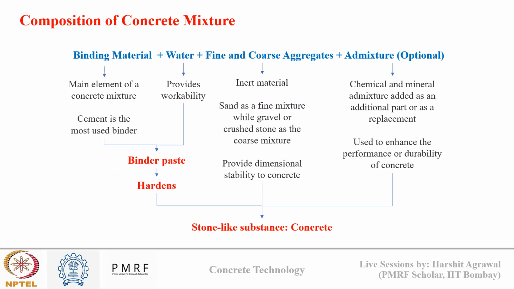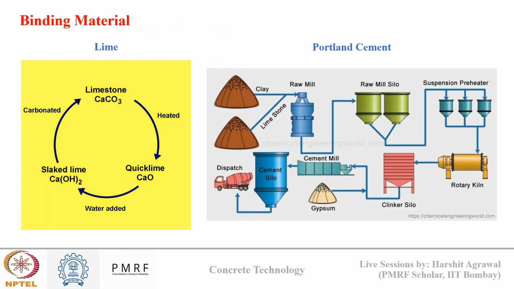So last week we started with the course where we first had a basic introduction to concrete as a composite material made of binding material, water, aggregates, and admixture. Each of these components has its own specific role which contributes to the strength and the performance of concrete, for which we had a brief overview. Then we started with binding material discussion, where we first talked about lime, how lime is used as a binding material, and we understood the lime cycle, and we talked about hydraulic and non-hydraulic lime.